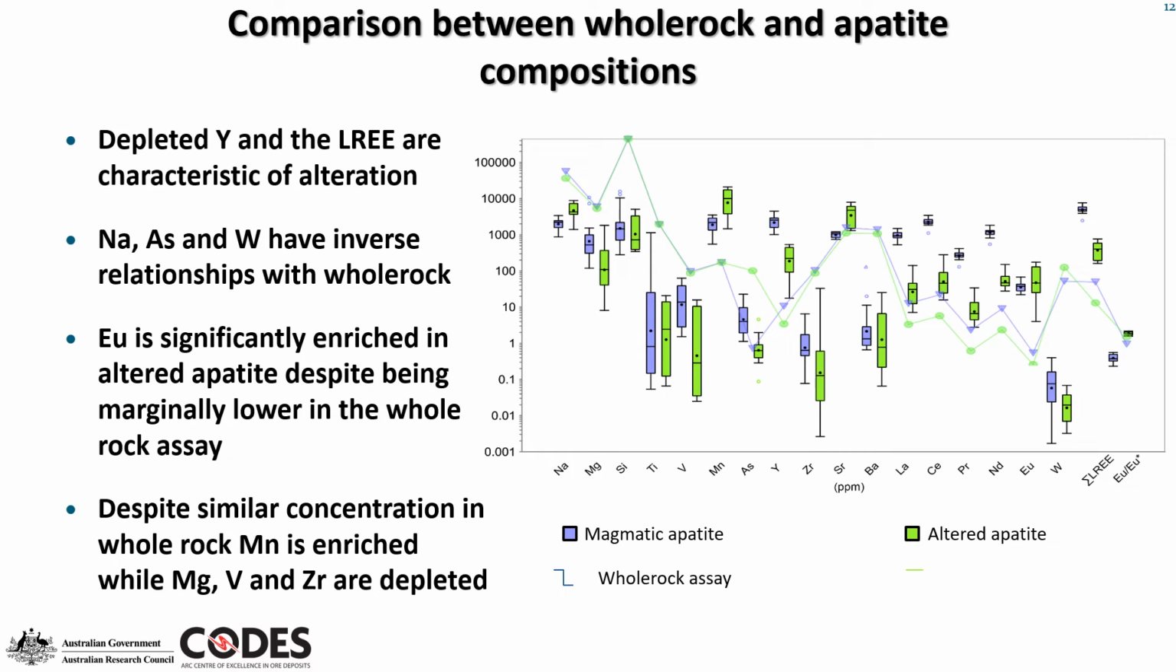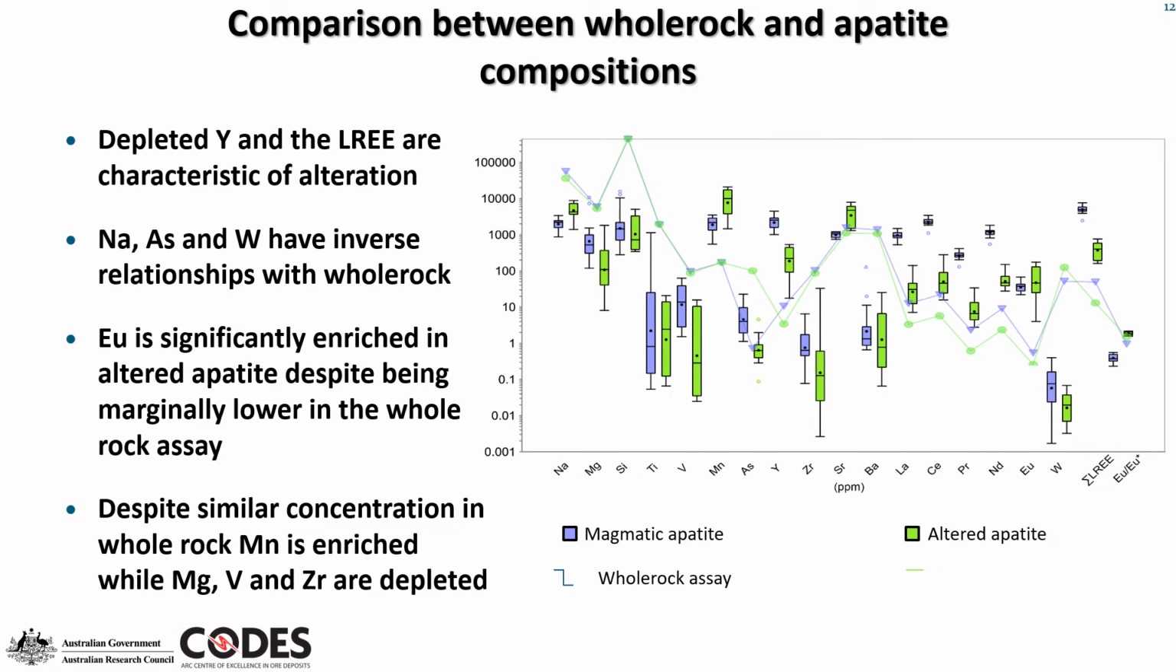Taking this one step further, we looked at two samples of a mineralising intrusion from E26. The only difference between the samples was alteration intensity. The more altered samples had depletion in yttrium and the light rare earth elements, both in mineral chemistry and in assay, but the difference was far greater in the mineral chemistry, so a nice indicator to be pulled from apatite there. Another good indicator was the strong positive europium anomaly that was observed in apatite, while the difference in whole rock assay was relatively minimal. Other elements of interest were sodium, arsenic and tungsten, which had inverse relationships with whole rock assay.